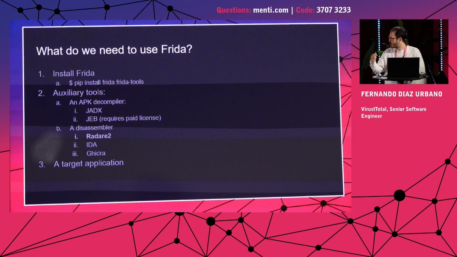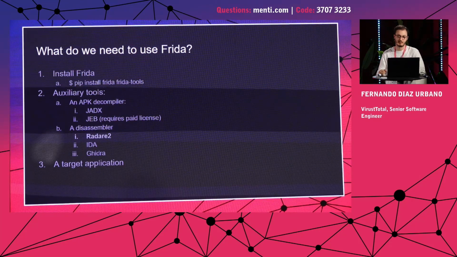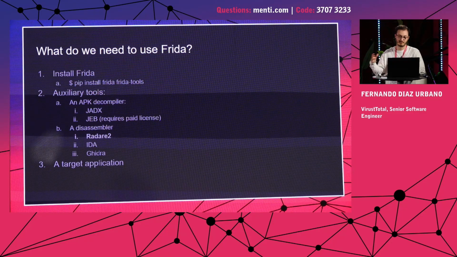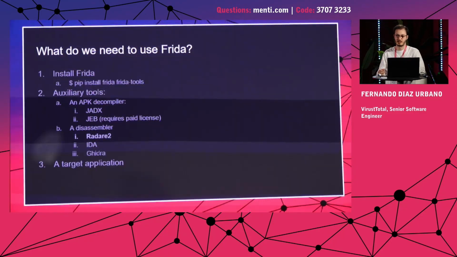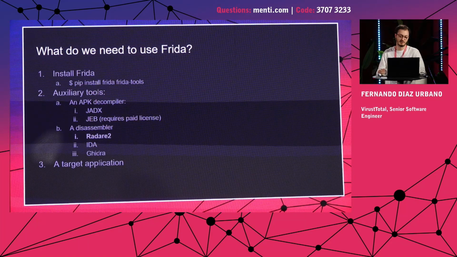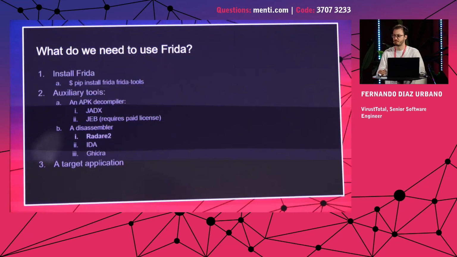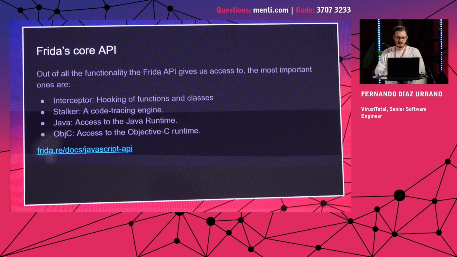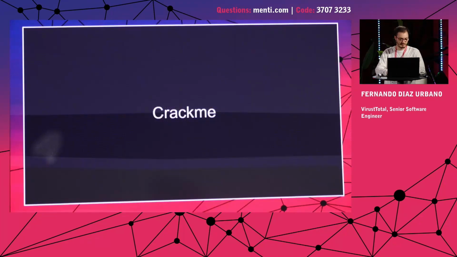You see that I have highlighted Radare2 here, and the reason is that there's a plugin for Radare2 called r2frida, which is very useful for using a disassembler at the same time that you are using Frida. But unless you need that feature, you can go with any other. You can have IDA Free, you can use Ghidra or any other disassembler. And this is probably the last one.